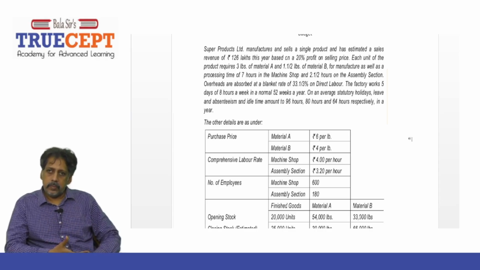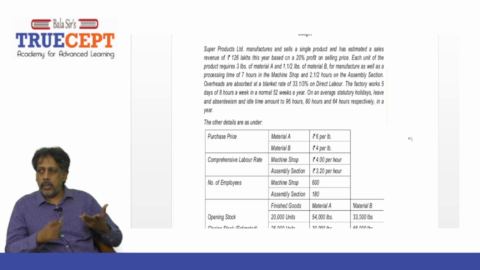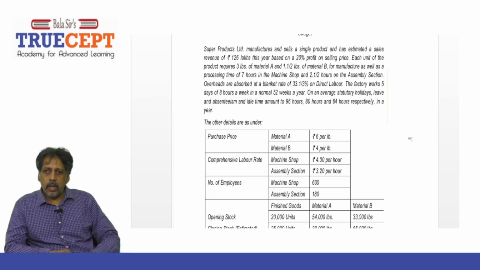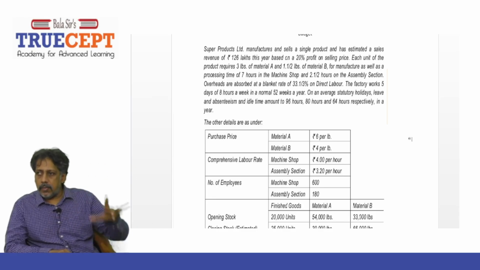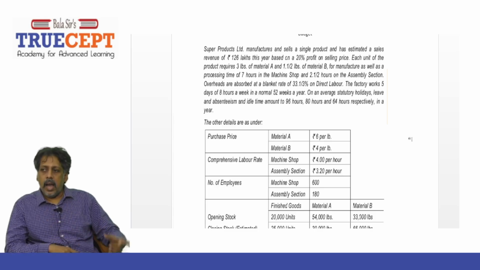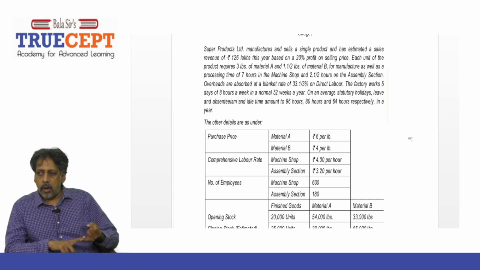Next. Overheads are absorbed at a blanket rate of 33 1/3% on direct labor. You would have done so many examples in the chapters cost sheet and job costing, where they say that factory overheads are absorbed or recovered. Why are they recovered? All these costs will be recovered from the customer. You want to add on all these expenses to the cost of the product, and then add profit to that and fix the selling price. So it is given that the factory overheads are recovered at 33 1/3% on direct labor cost or wages.